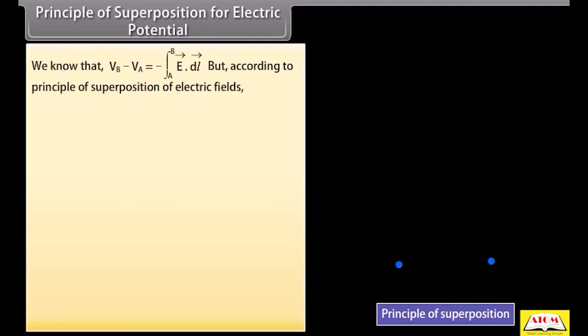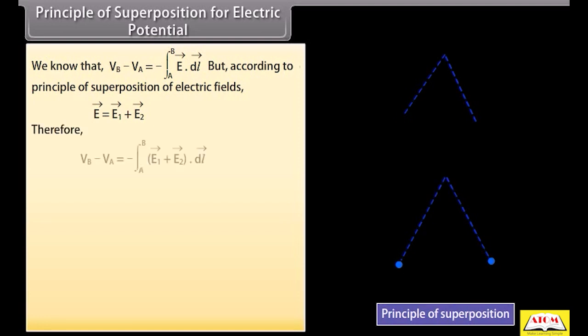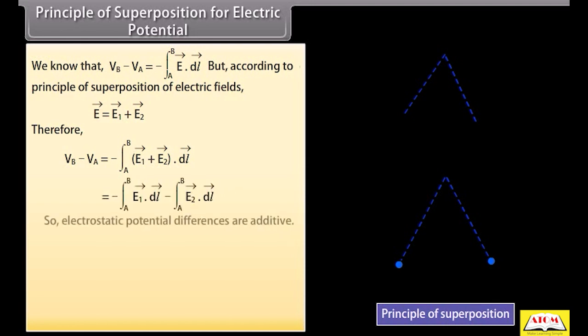Principle of superposition for electric potential. Let us consider 2 point charges plus Q1 and plus Q2. Take any 2 points A and B in the combined electrostatic field of 2 charges Q1 and Q2. Choose a curve L between A and B. We know that V_B minus V_A is equal to minus integration from A to B of E vector dot dl vector. But according to principle of superposition of electric fields, E vector is equal to E1 vector plus E2 vector. Therefore, V_B minus V_A is equal to minus integration from A to B of E1 vector plus E2 vector dot dl vector. So, electrostatic potential differences are additive.